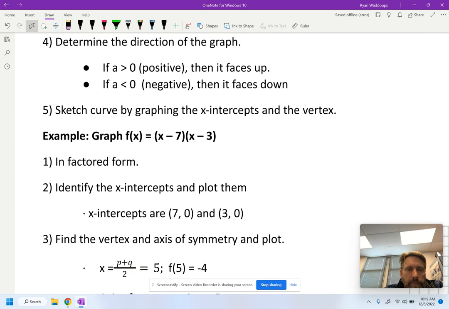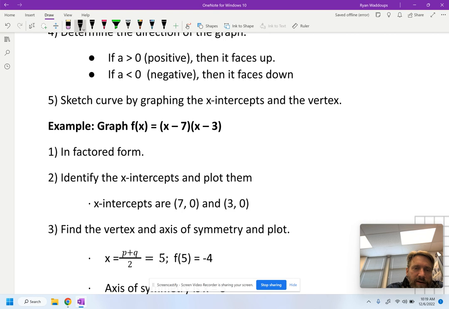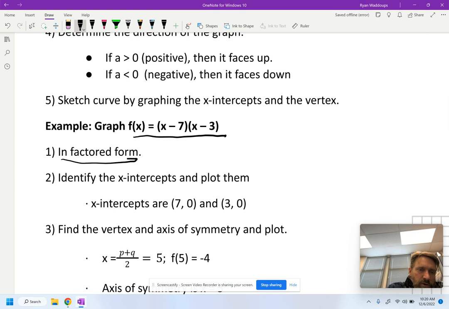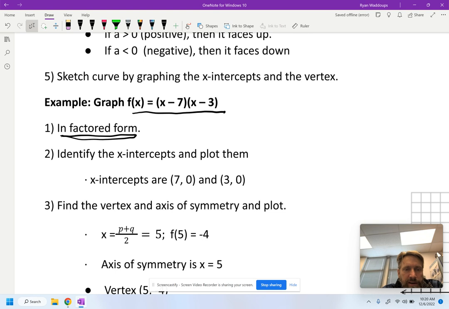All right, in this example, we're going to graph f of x equals x minus 7 times x minus 3. We just note that it is already in factored form, so we don't need to factor it. Number 2, identify the x-intercepts and plot them. The x-intercepts are 7, 0, and 3, 0. Just real quick, let's look at how we get those.